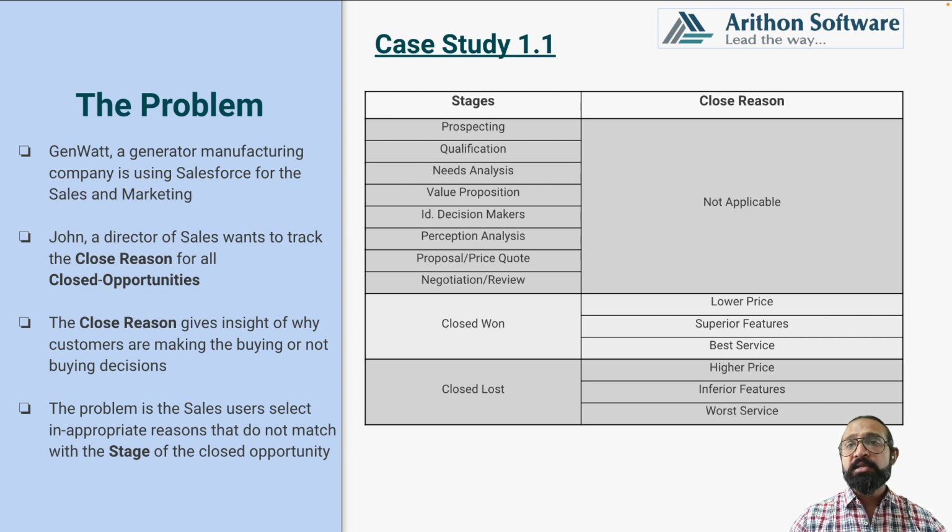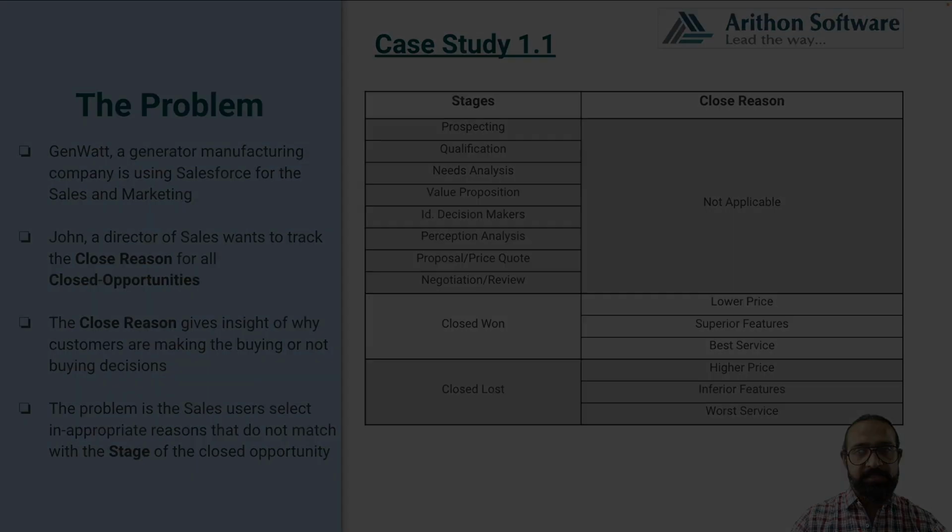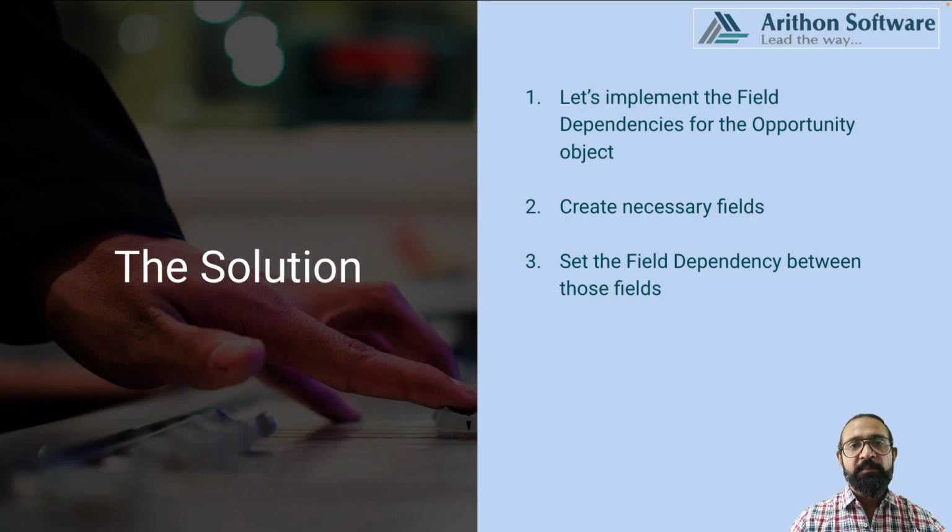The current issue is users are closing the opportunities but not selecting the valid reasons. We are going to fix this problem by implementing field dependency for the opportunity object. You need to create the close reason field. I already created it in my org. Let's quickly log in to the Salesforce org and let me show you the step-by-step process to implement field dependency.